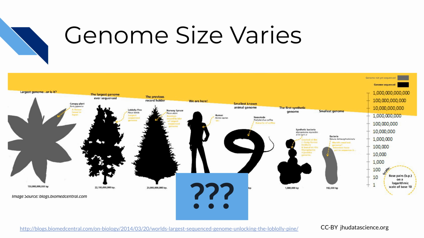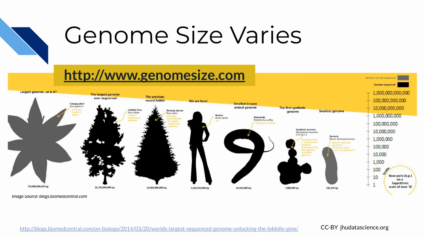One of the big mysteries of genomics is that we really don't know why there is so much variation in genome size. Check out genomesize.com if you are curious about the different genome sizes of different animals.